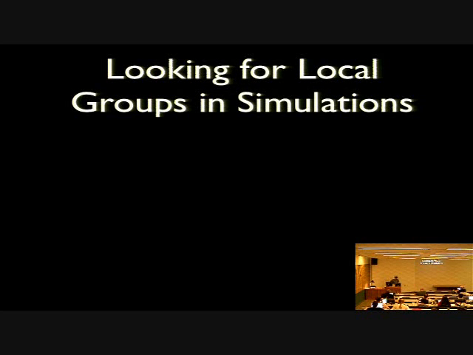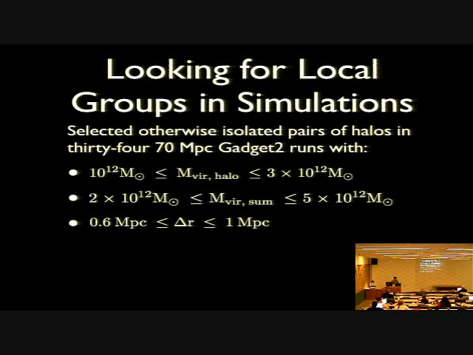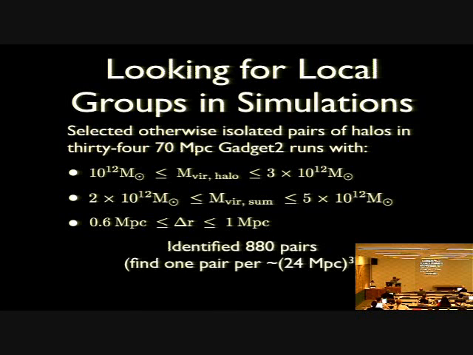Okay, so now I'm going to talk a bit about some simulations, because simulations are potentially a great tool for understanding Local Group environments, right? So we ran a bunch of cosmological simulations in order to find pairs, and we selected otherwise isolated pairs of galaxies with individual masses between 1 and 3 ×10^12, but with a sum less than 5 ×10^12, that were separated by between 600 kpc and 1 megaparsec. We identified 880 of these in 34 70-megaparsec boxes, which means that we expect to find pairs separated by, on average, about 24 megaparsecs.